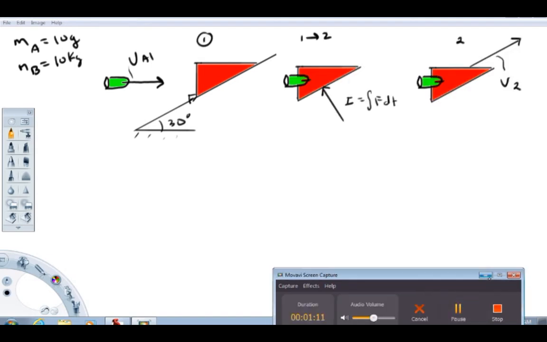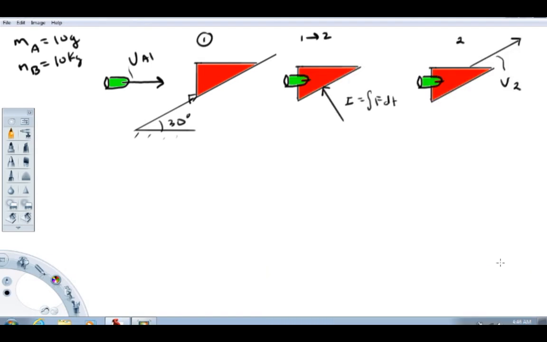Alright folks, I'm back. I drew some more pictures here that I want to talk about. The important thing really is understanding what these pictures are saying. What I've called picture 1 is a diagram of my system before the impact. The system has a momentum to the right because the bullet's moving to the right. The momentum of the bullet is going to be m_A v_A1.